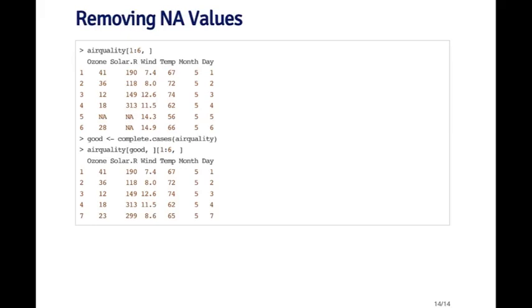So I can use complete.cases on the air quality data frame, and I create a logical vector that I call good here. So the logical vector here tells me which rows are complete. And then when I subset the air quality data frame, and I take out the first couple rows, you can see that none of the rows have any missing values in them. So that's subsetting out missing values. And complete.cases is a very handy function when you have multiple sets of vectors or large data frames where you want to subset out all the missing values.